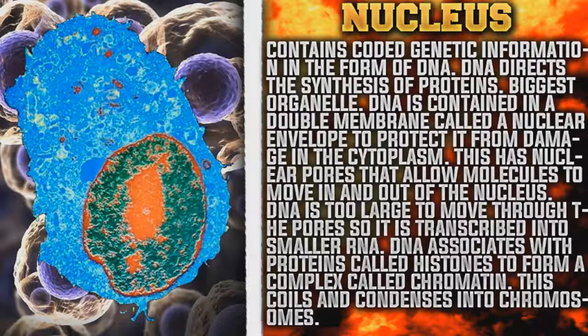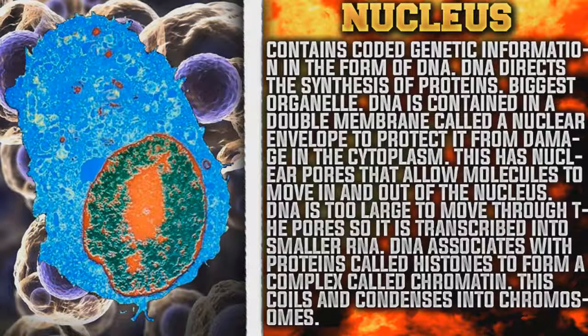Now, the DNA is contained in a double membrane called a nuclear envelope. This protects the DNA from damage in the cytoplasm. The nuclear membrane has nuclear pores. These nuclear pores allow molecules to move in and out of the nucleus. DNA is too large to move out of these pores, so it has to be transcribed into smaller mRNA, which is messenger RNA, and that is small enough to go through these pores in the nuclear membrane.